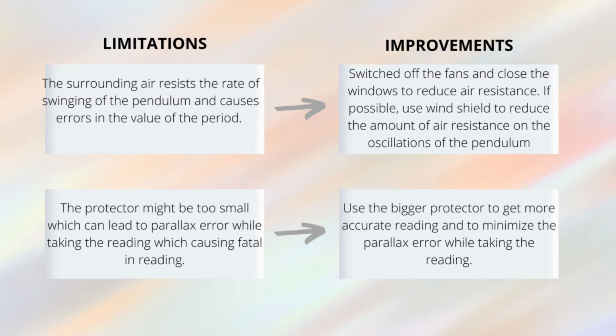The first one is that the surrounding air resists the swinging of the pendulum and causes errors in the value of the period. To improve this, switch off the fans and close the windows to reduce air resistance. If possible, use a windshield to reduce the air resistance on the oscillations of the pendulum. The second one is that the protractor might be too small, as it is on the phone, which can lead to parallax error while taking the reading. To improve, use a bigger protractor to get a more accurate reading and to minimize the parallax error while taking the reading.